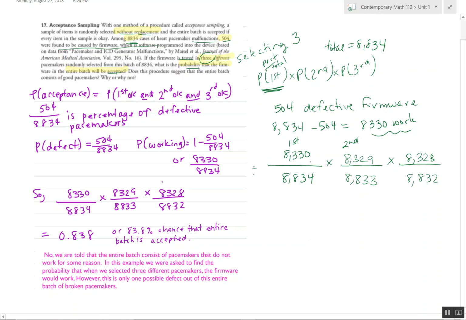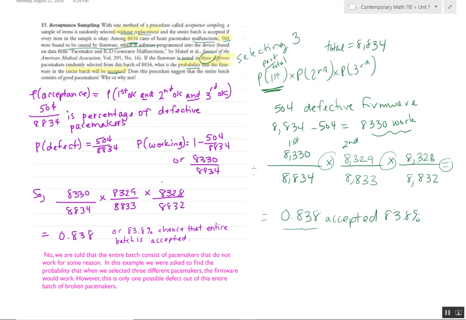To calculate this, type this in your calculator in one step using the division button. So you'll do 8,330 divided by 8,834 times 8,329 divided by 8,833 times 8,328 divided by 8,832, and then press equals at the end, and this will give you the result of 0.838. And we typically round to 3 places when calculating a probability. So that would be the probability that the firmware in the entire batch is accepted, or we have an 83.8% chance that it's accepted. That's if all 3 work.